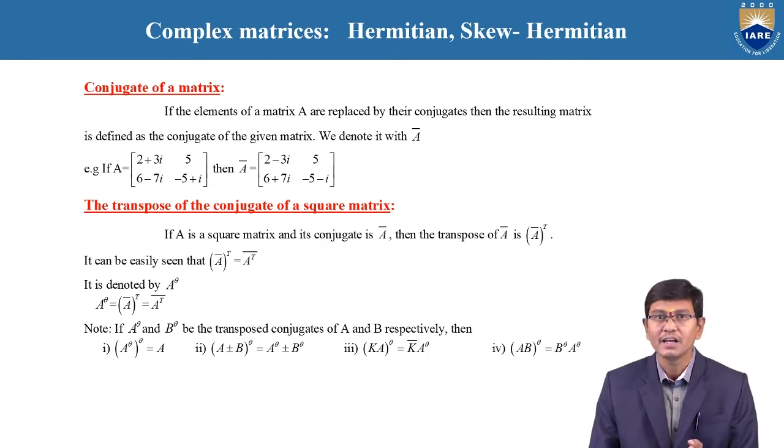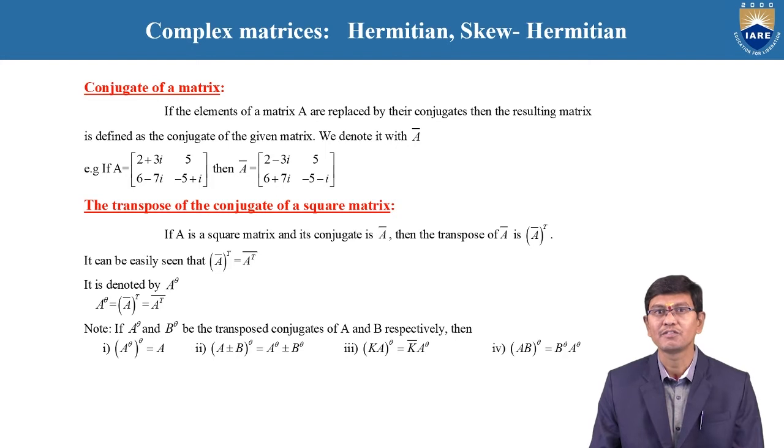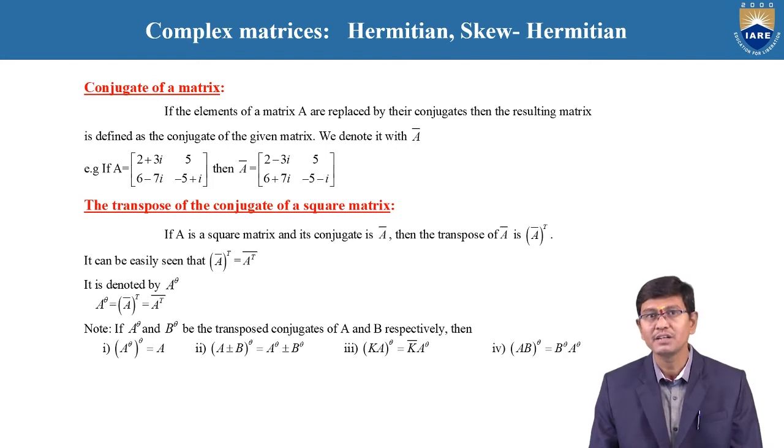And finally, (AB) whole power of theta is equal to B power theta into A power of theta. These are the four conditions we need to remember for the conjugate of the transpose of a matrix, otherwise the transpose of the conjugate of a matrix. These are the fundamental basic concepts: the conjugate of a matrix and the conjugate transpose of a matrix. Now we are going to discuss the Hermitian matrix.